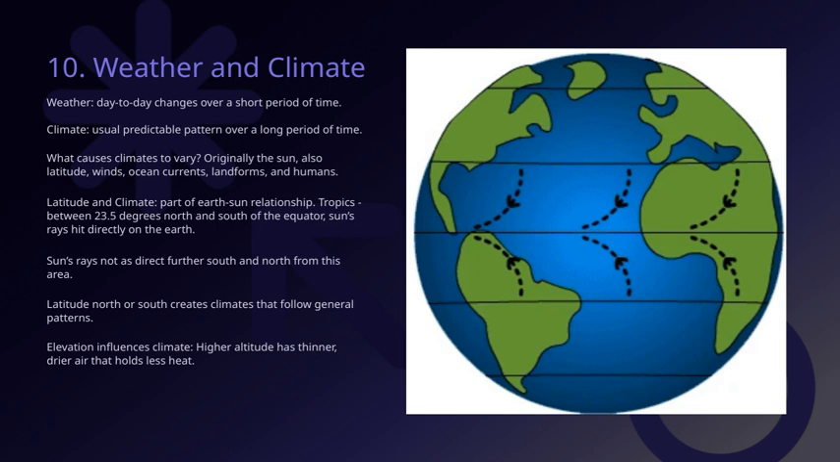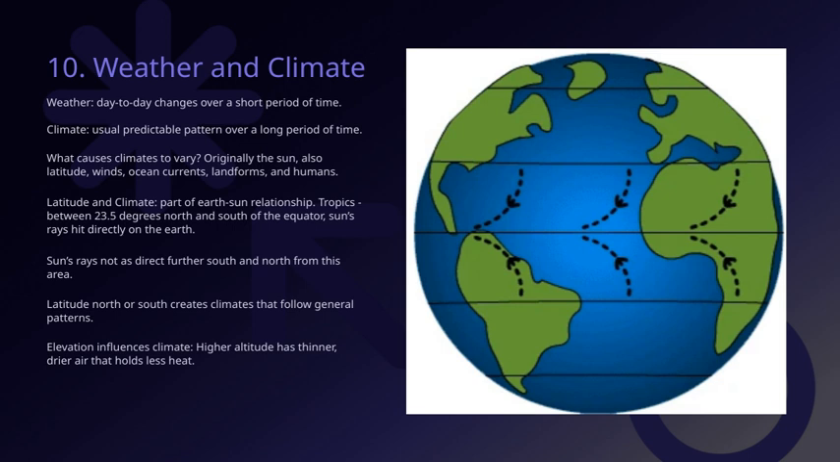The tropics, which are between about 23.5 degrees north and south of the equator, receive the most direct sunlight year-round. That's why these regions tend to be warmer and more consistent in their climate. So, what causes climates to vary across different areas? It's not just the sun and latitude. Winds, ocean currents, landforms, and even human activity all influence local and regional climates.